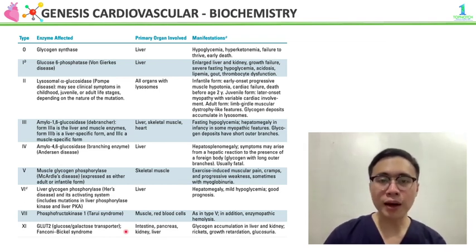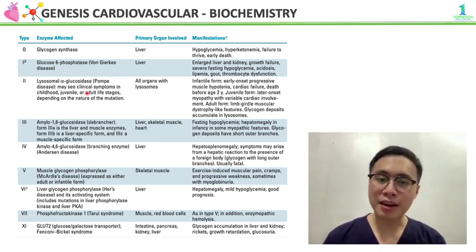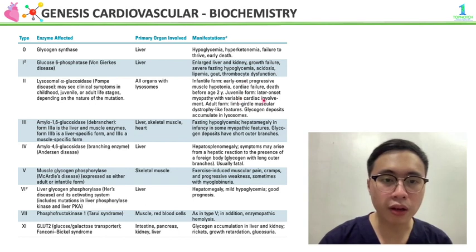Among all of them, I'd like to emphasize glycogen storage disease type 2, which is called Pompe. The way to remember it is Pompe, pump. So it has a characteristic cardiac manifestation. No? So you can develop cardiac failure.